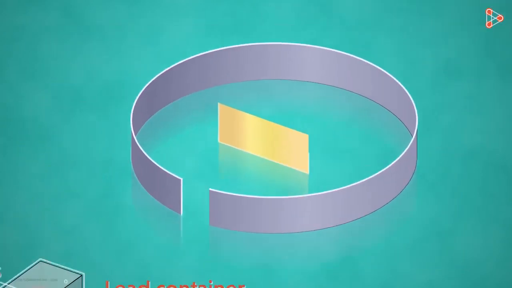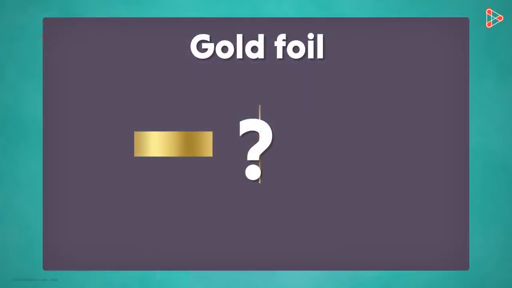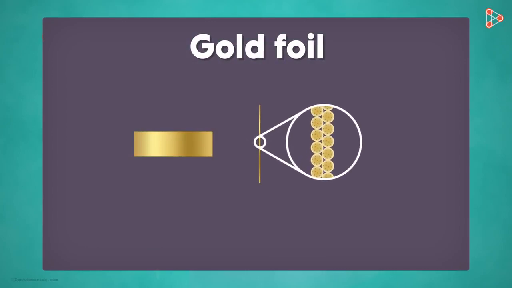Next, he used a very thin gold foil on which the alpha particles would bombard. Why did he choose a gold foil? Well, a really thin gold foil was estimated to contain approximately 1000 atoms. The fewer the atoms, the more convenient the experiment would be.